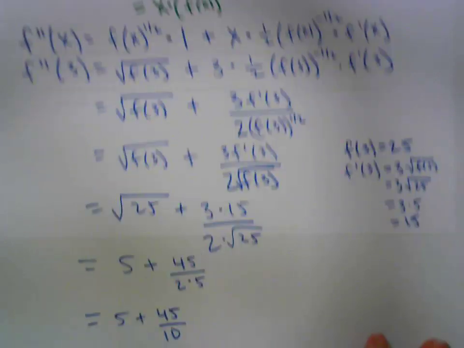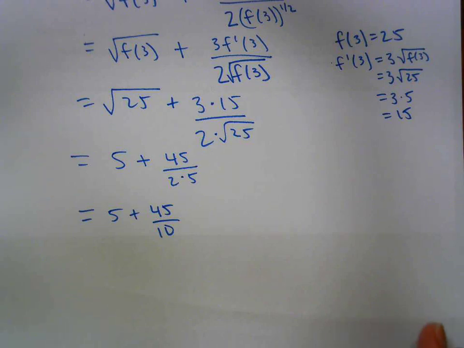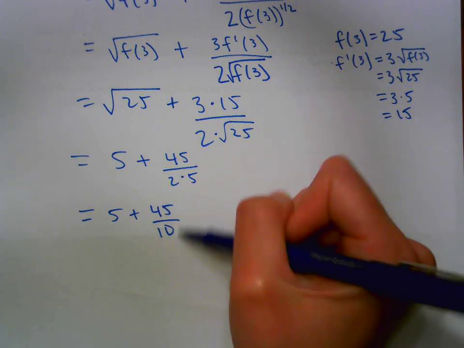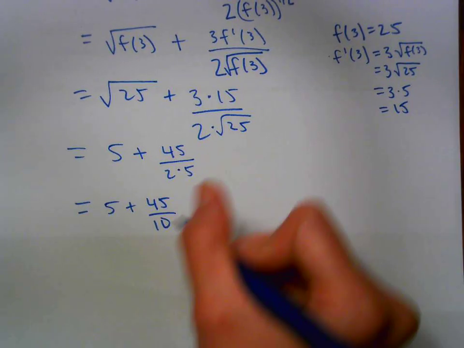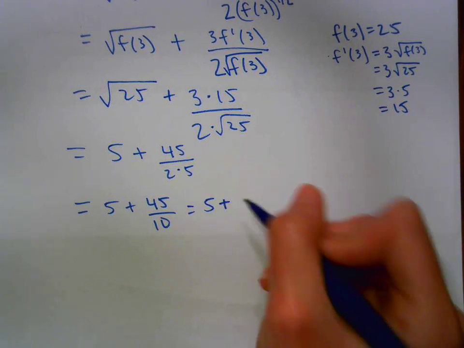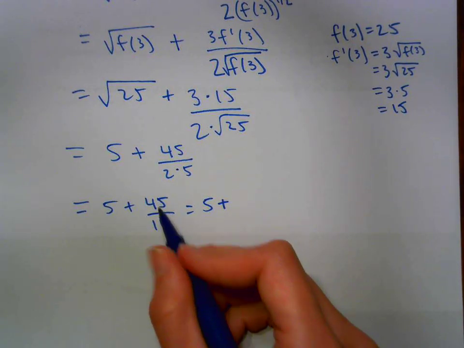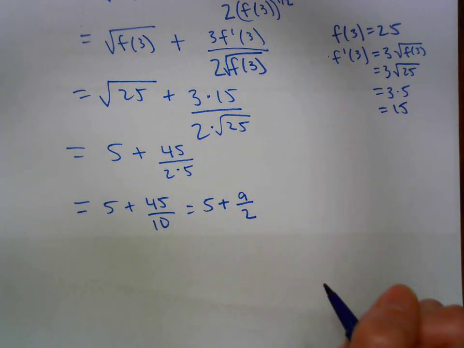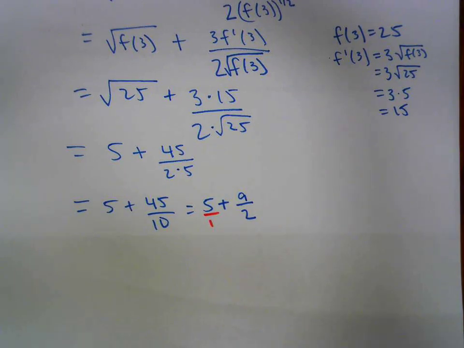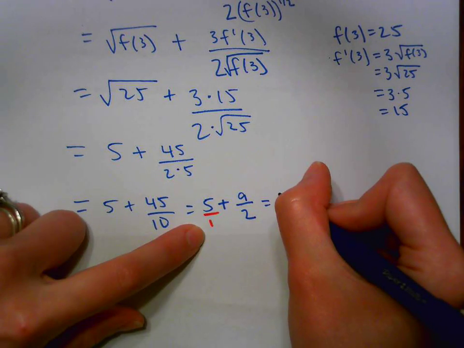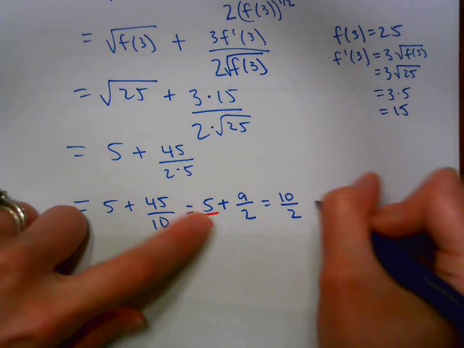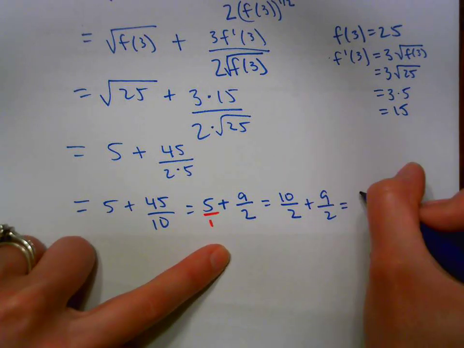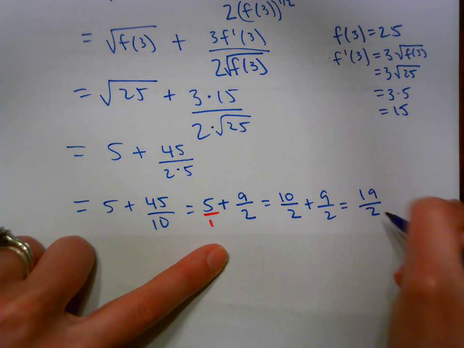Or if we wanted to get this as one number, we could simplify this fraction or keep it. I think it's going to be easier if we simplify before we get a common denominator and divide this by 5 on the top and bottom. So that becomes 9 over 2. Correct? Yes. And now we could get a common denominator. So I'm going to put my 5 over 1, then multiply this by 2 on the top and bottom. So that's 10 over 2 plus 9 over 2, which is 19 over 2.